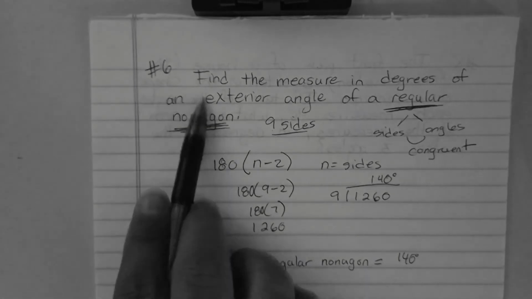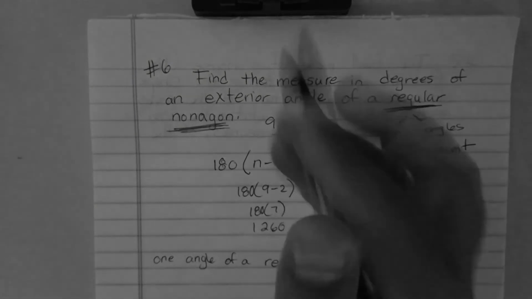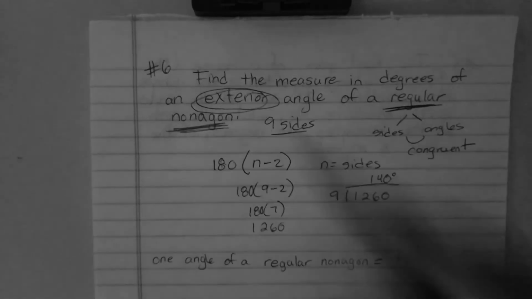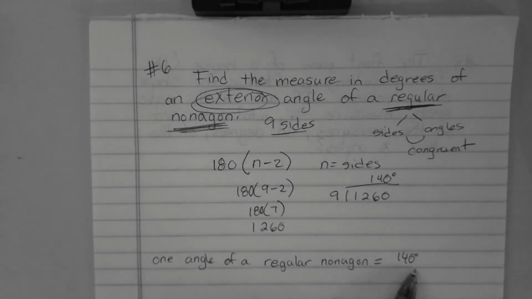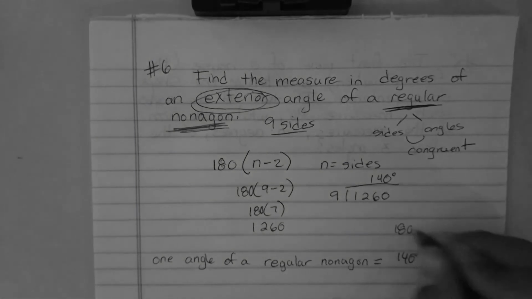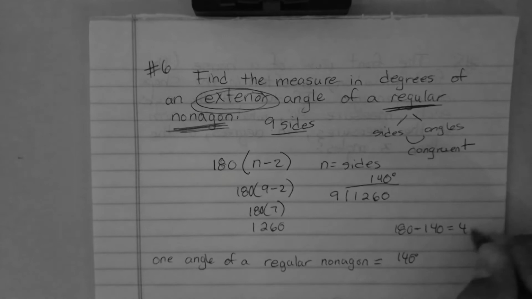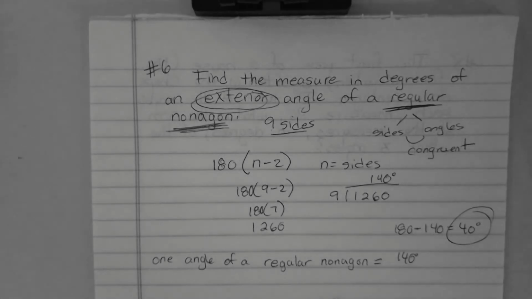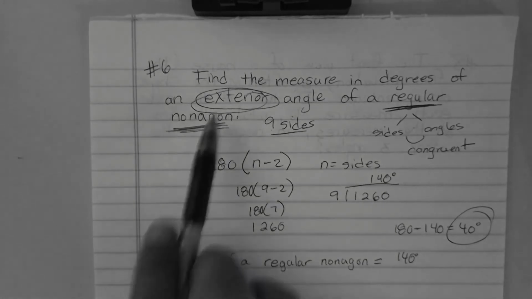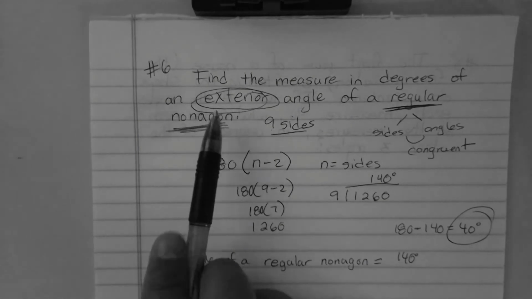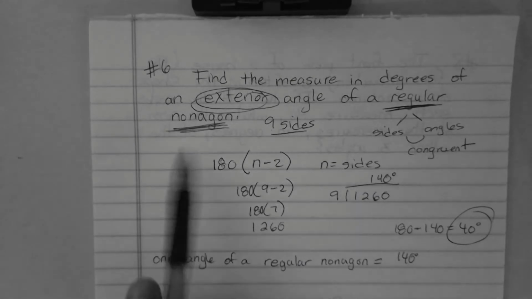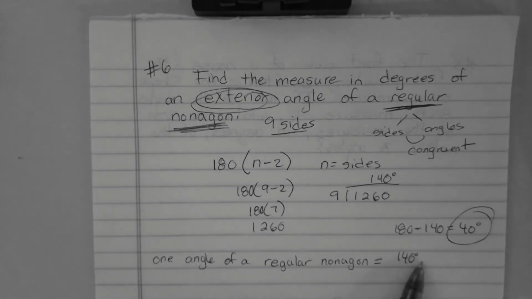If we look at the question, it says find the measure in degrees of an exterior angle. So in order to find the exterior, all you have to do, guys, is 180 minus 140. That gives you the exterior, which is 40 degrees. This one for number 6 is 40 degrees. So this is a 2-step process to find the exterior. But again, you need to understand the wording that's being used here. In this case, it's not asking for the interior, it's asking for the exterior. Any questions on this part?